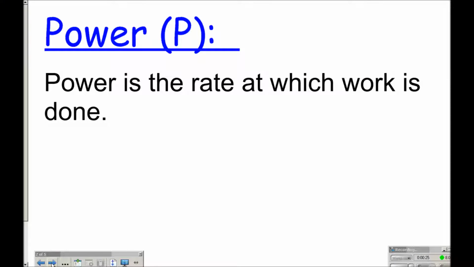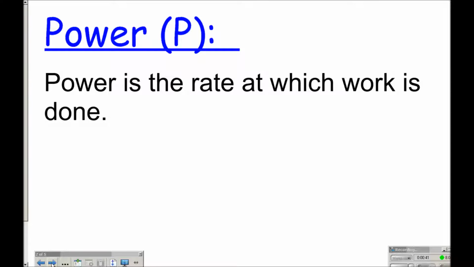Power is the rate at which work is done. It is how quickly you do work. To simplify it a little bit, it's how much the energy changes or how much work is done per second, or per unit time. Okay?